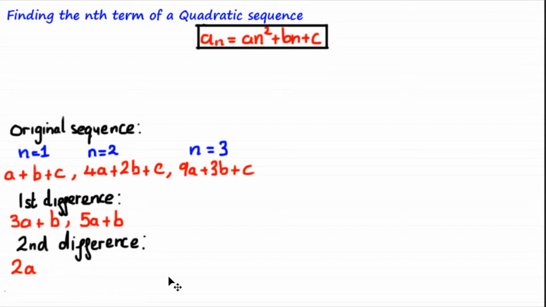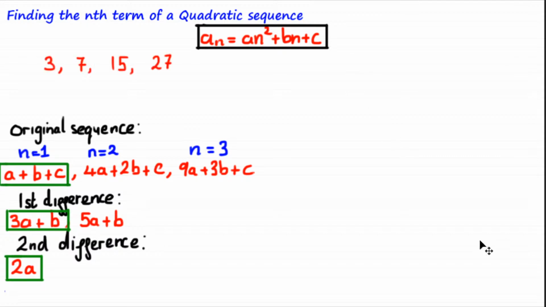Now, what's the significance of this? We now have a general expression for the first term of the original sequence, the first term of the first difference, and the first term of the second difference. Using this, we can equate these to the first terms of any quadratic sequence to find these constant terms A, B, and C. So let's have a go. Let me show you how to do the first one.